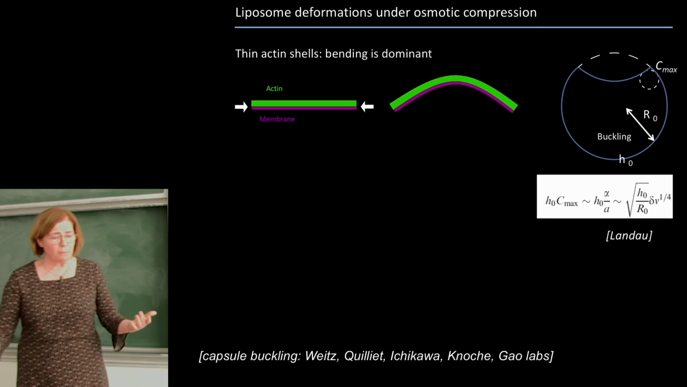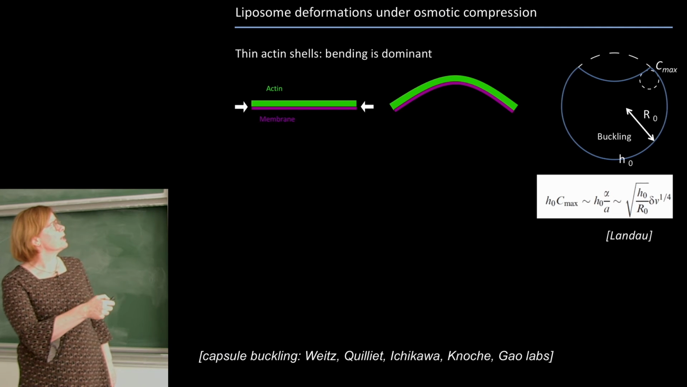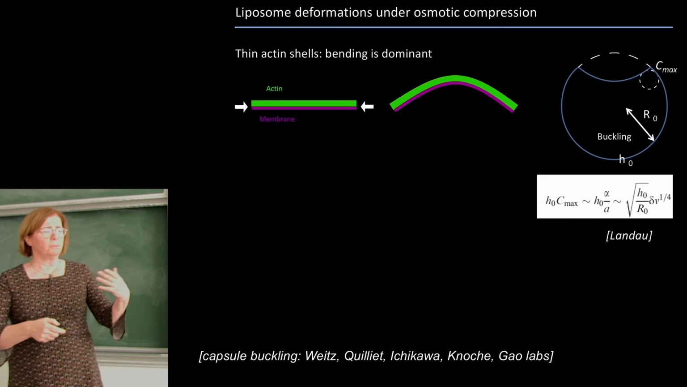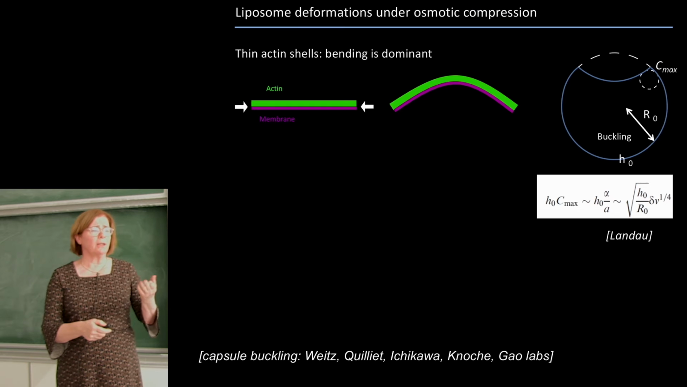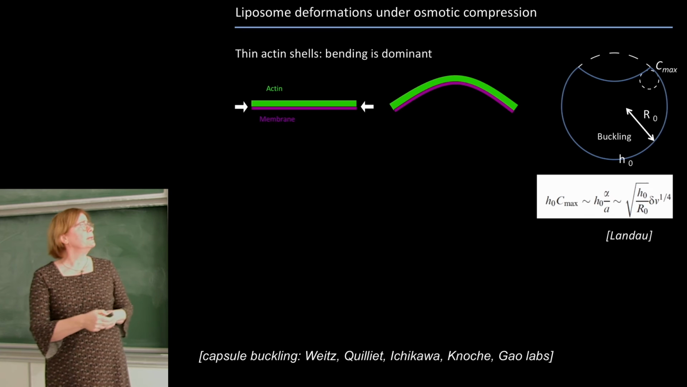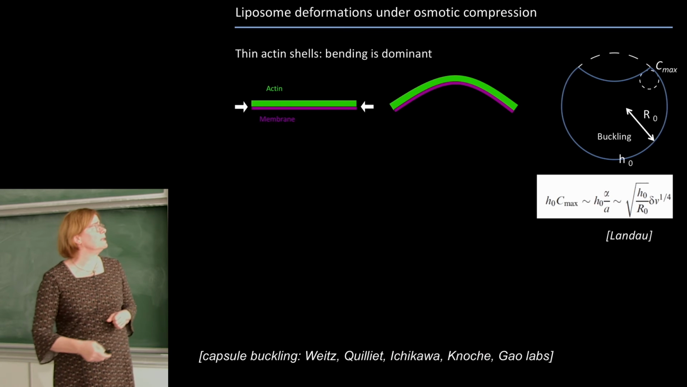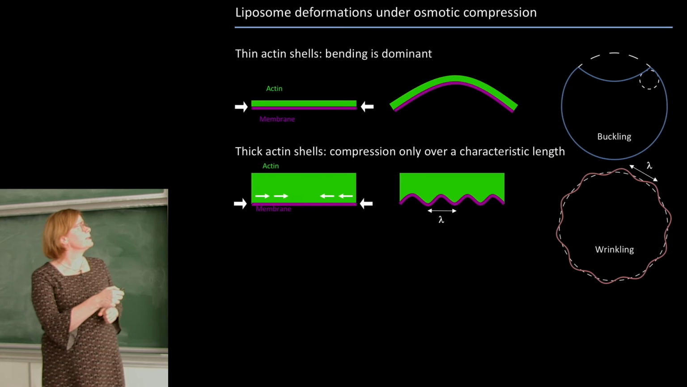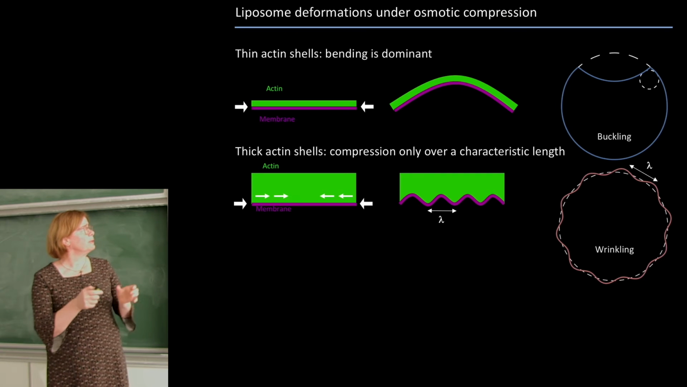In fact, it's a very simple mechanical problem. If we have thin actin shells, the whole thing needs to deform during the deflation. And the only energetically optimal way to deform is to obtain this sort of mirror buckling, where the energy cost is the highest here, and it can be estimated. Whereas when the thickness is larger, the whole thing cannot deform. It's too stiff to deform.